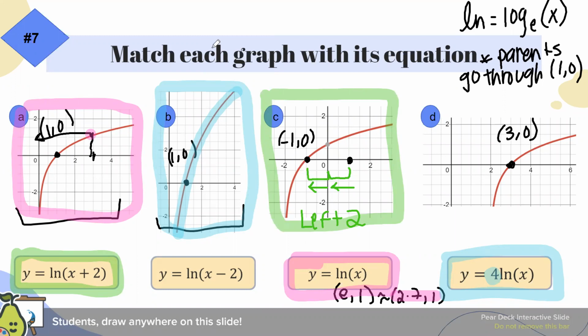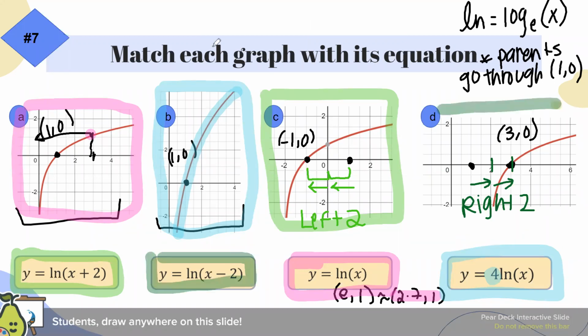And then we can make that same comparison with graph D. It should have gone through the point (1, 0). And what happened here is, here's 1, here's 2, it moved to the right 2 units. And that can be represented by the natural log of x minus 2. Remember, opposite of what you think.